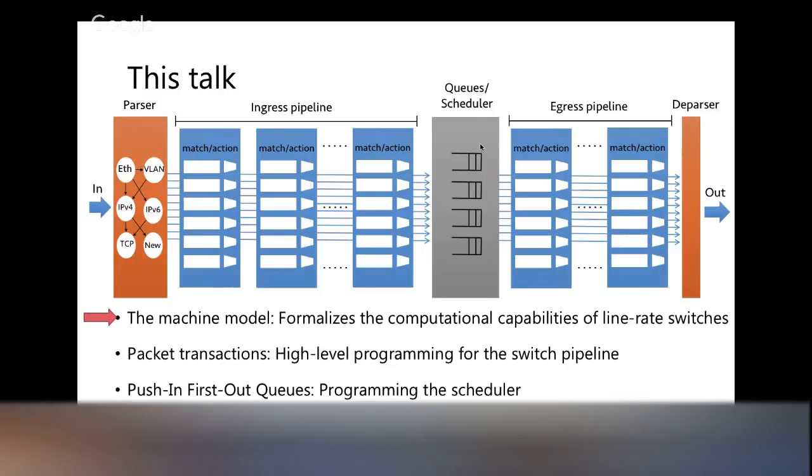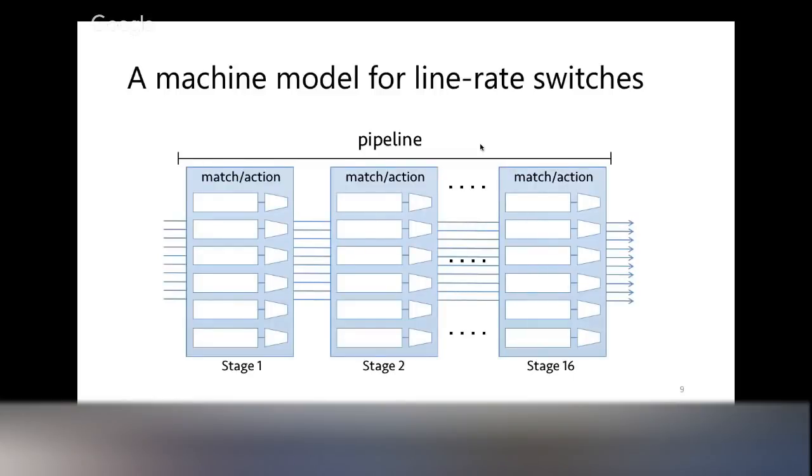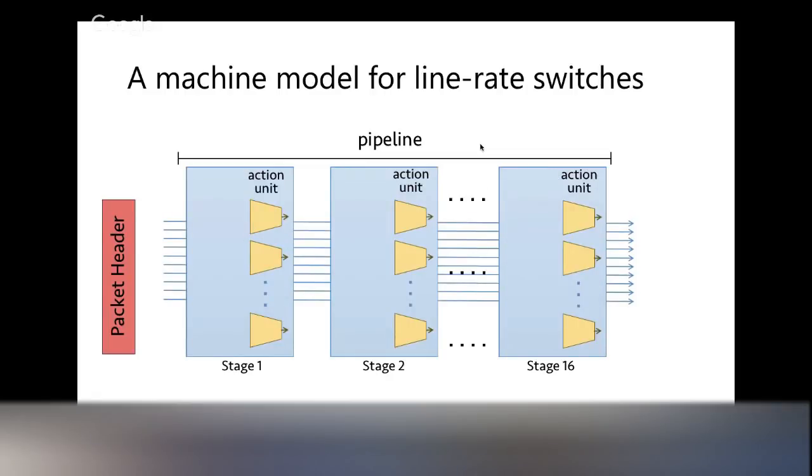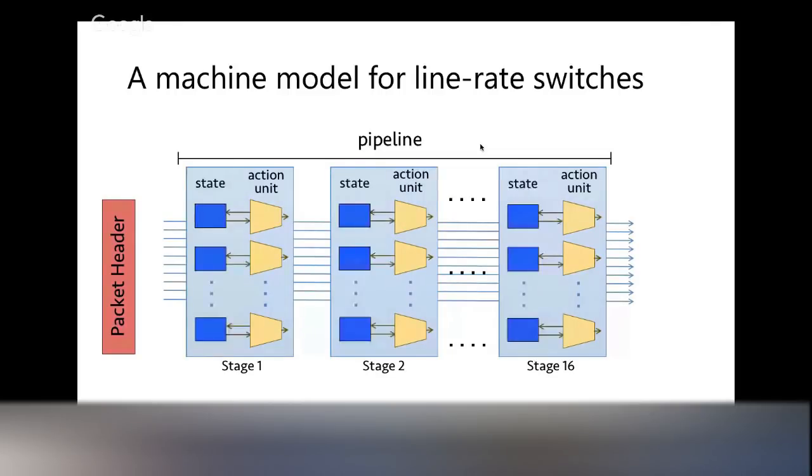Okay, so let's look at the machine model. As I said, a switch is a pipeline of match action tables. The match just serves to filter out packets of interest. The actual packet processing happens in the action. So let's just focus on that. These action units might have access to some local state. This could be as simple as a counter that counts packets going through the data plane of a switch. It could be more involved, like we'll see in this talk.